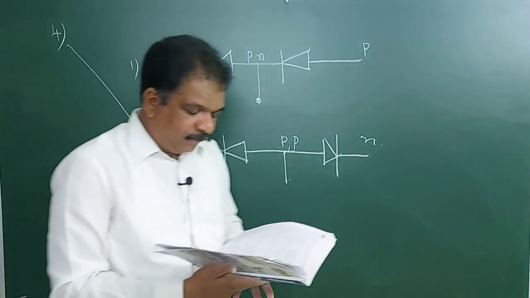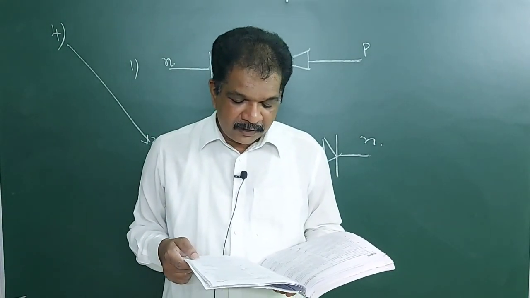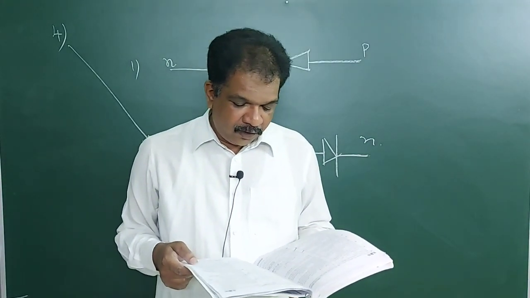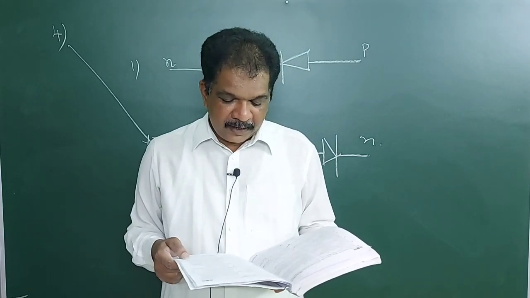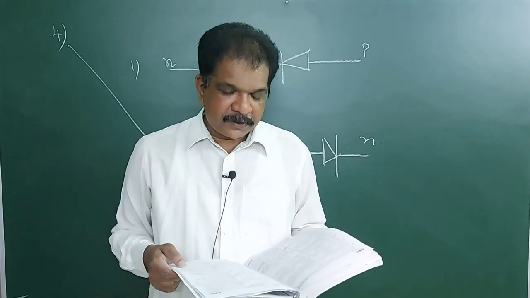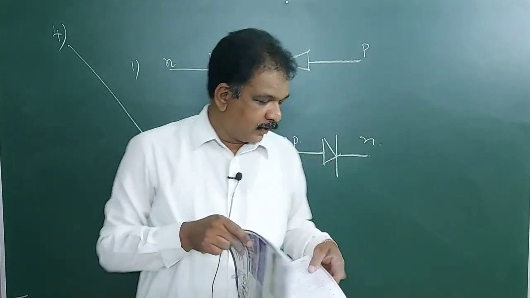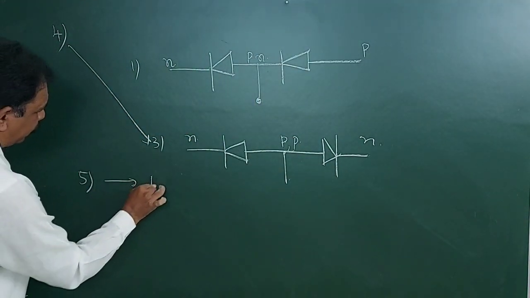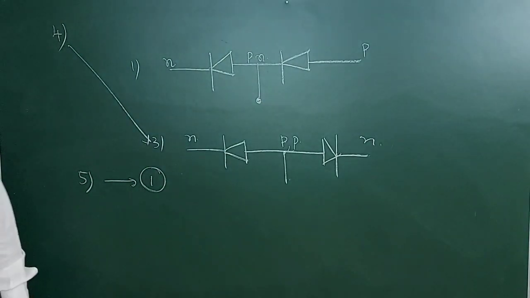Next, see the fifth question. In the case of forward biasing of a PN junction diode, which one of the following figures correctly depicts the direction of conventional current? Means first option will be the correct option for that. Fifth question, it will be first option.